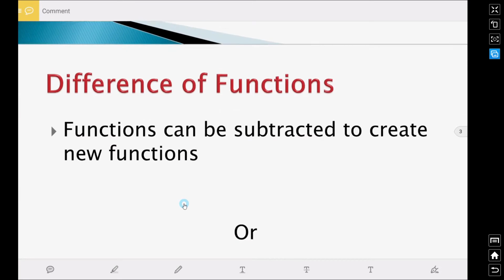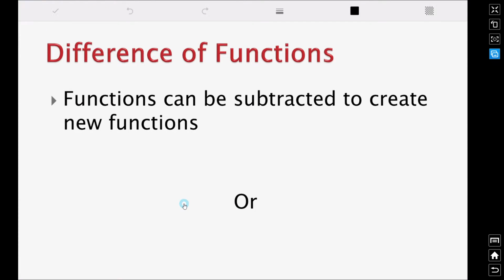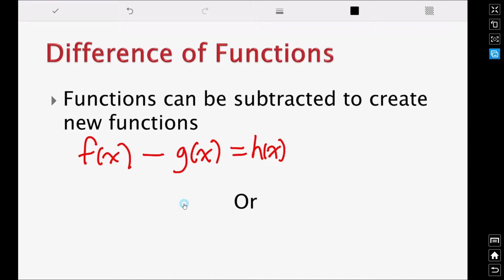Now, the difference of functions operates very, very similarly. Whereas the sum of functions is the addition of functions, a difference of functions is basically if I take one function and I subtract it from another function. This gives me my new function h of x. There's something you have to keep in mind with this one, though. It's not as straightforward as an addition of functions, as you'll see in the next example. But the basic principle is identical.